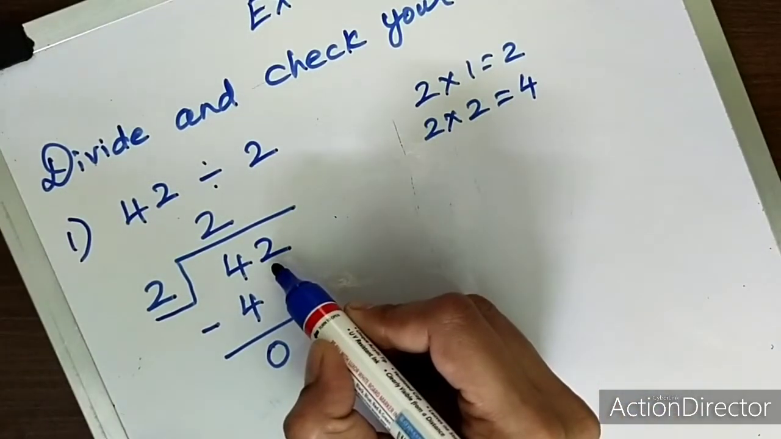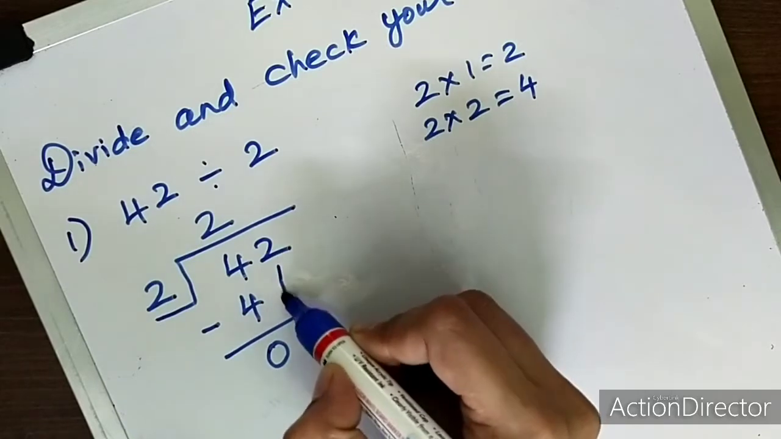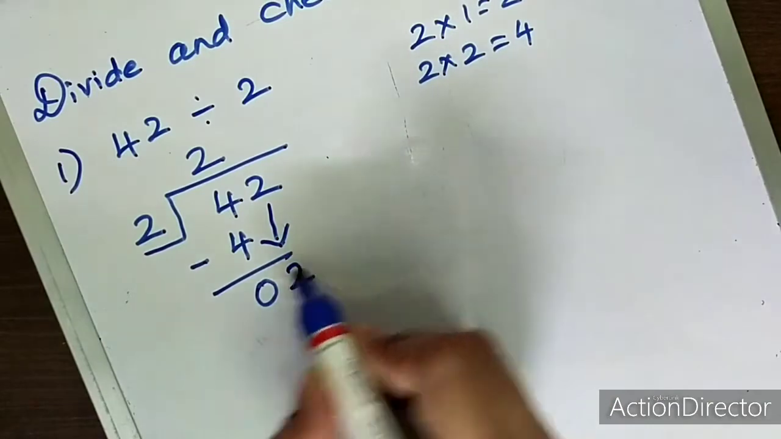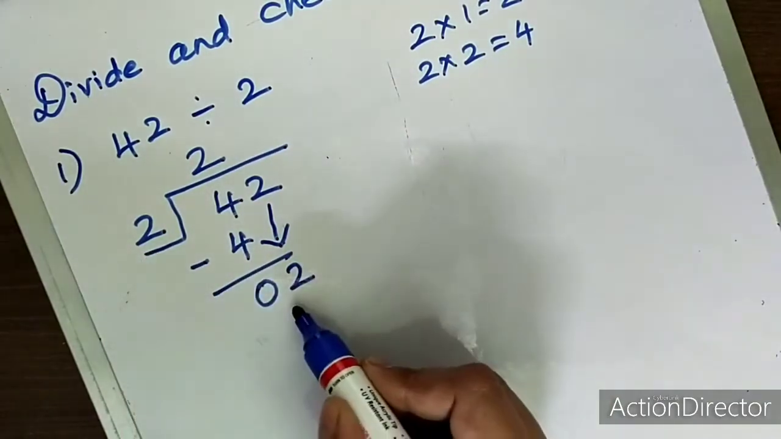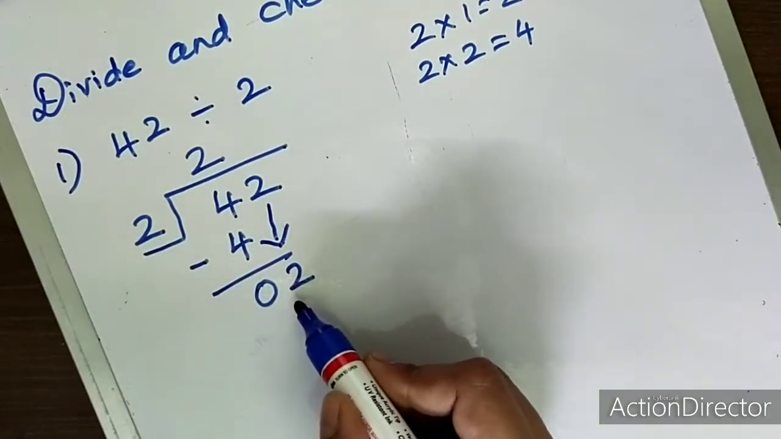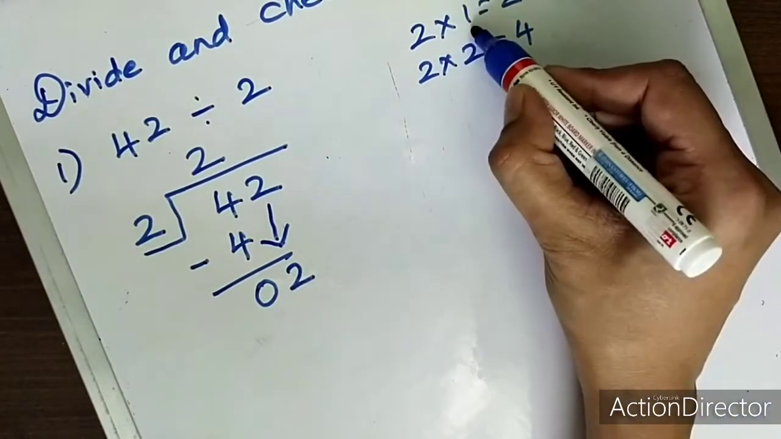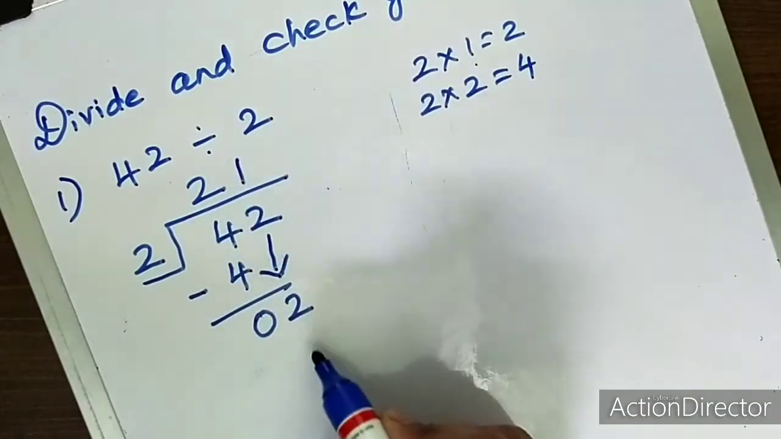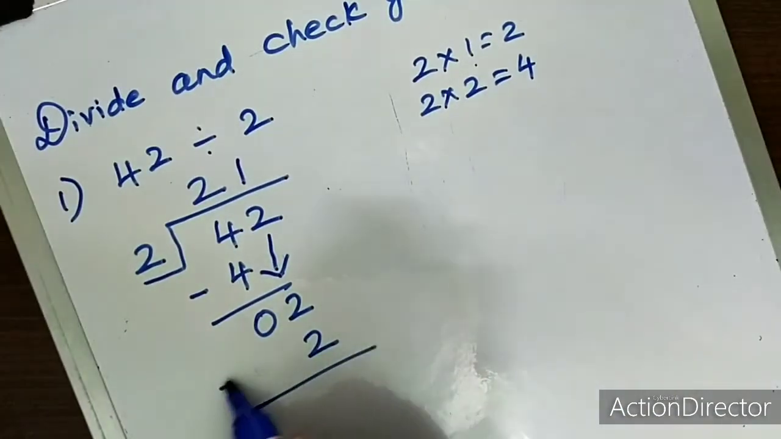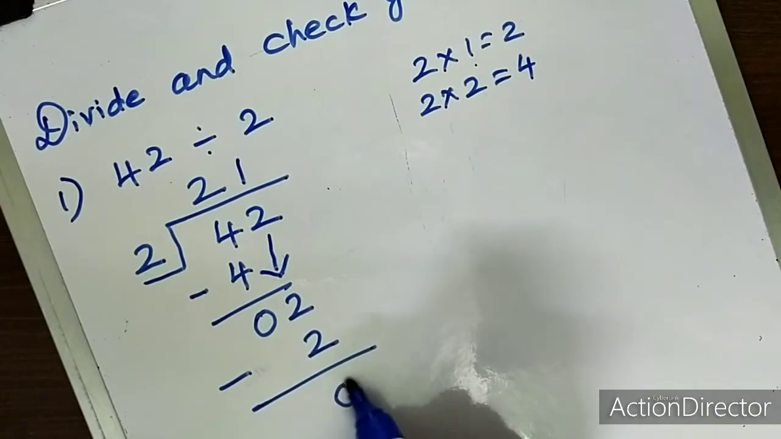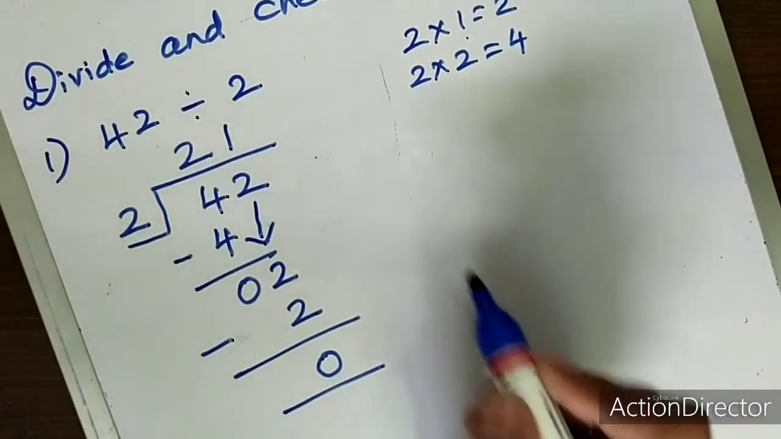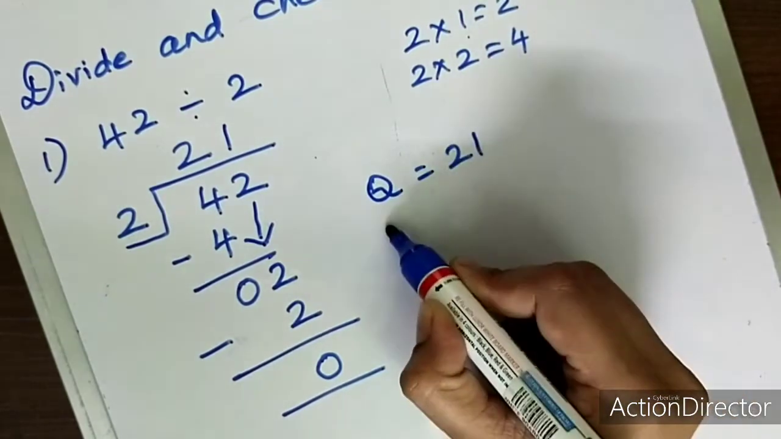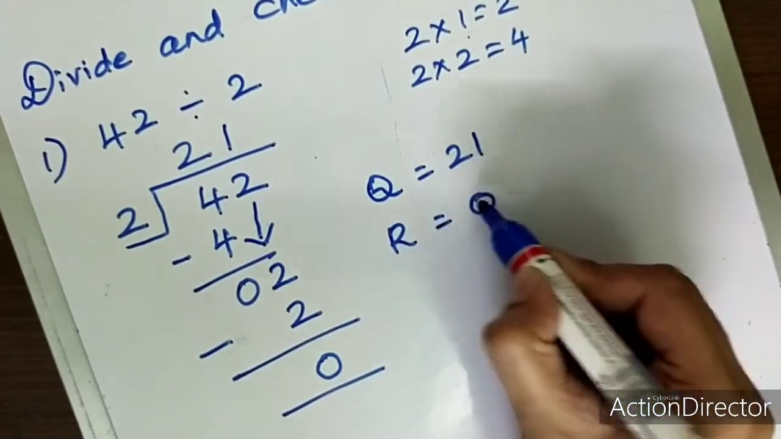Now this 2 is remaining, so we are going to bring down this 2. Now in the two tables, 2 will come: 2 1s are 2. Subtract. What is 2 minus 2? It is 0. Now what is the quotient we get? The quotient is 21 and the remainder is 0.